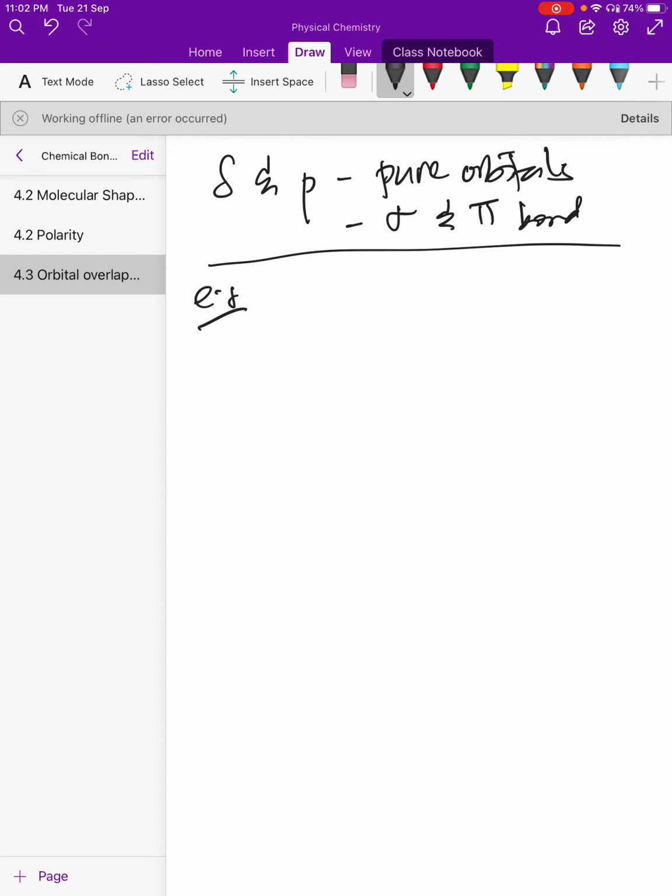Example 1, let's say we see hydrogen gas. How are the pure orbitals overlapping in hydrogen gas? Hydrogen is 1s1, the electronic configuration. If I draw the orbital diagram, it has one electron. And if you look at the Lewis structure, it is H, single covalent bond, H. So now we are going to show orbital overlapping.